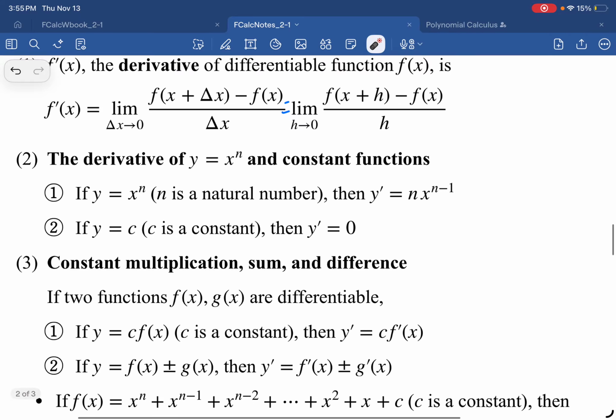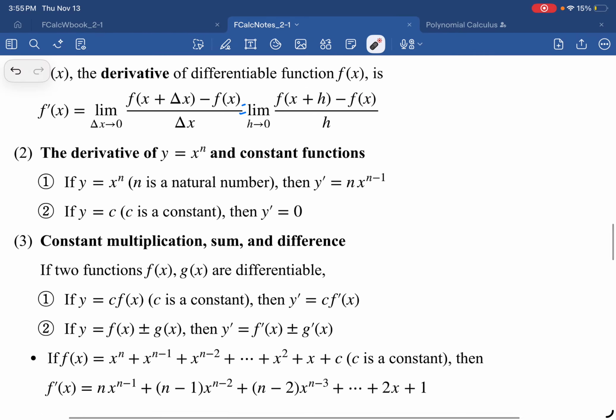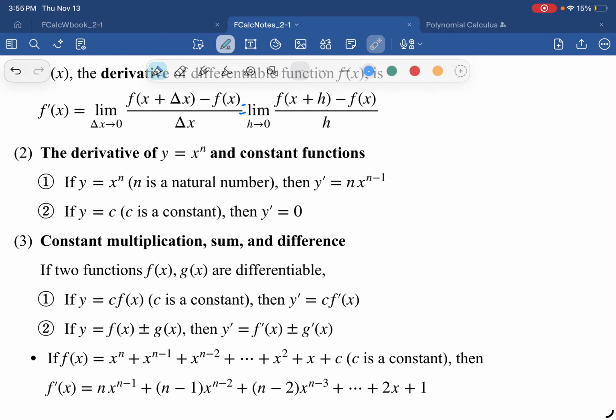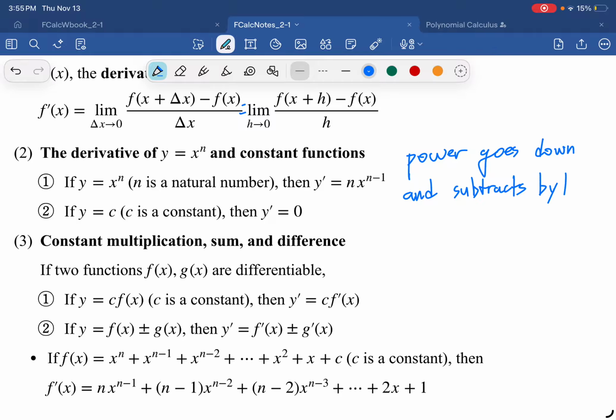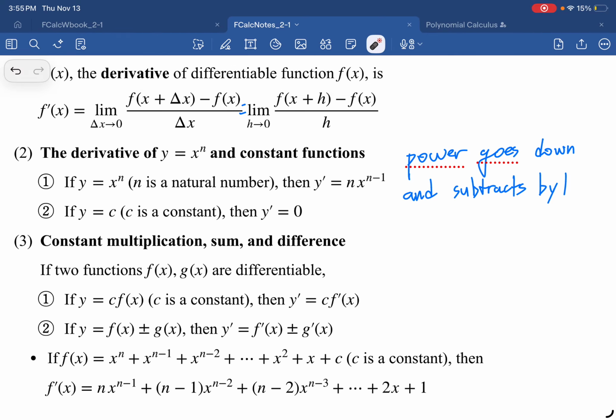Okay, so remember, the derivative is a function that gives you the slope of the tangent line at any x that you choose. So if you have a function like x squared, then its derivative is going to be, by this formula, 2x. So you can memorize it like this: the power goes down and subtracts by 1. As you can see, the n goes down and becomes the coefficient, and then it subtracts by 1 at the very end.